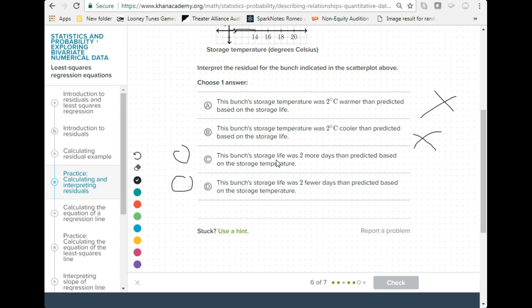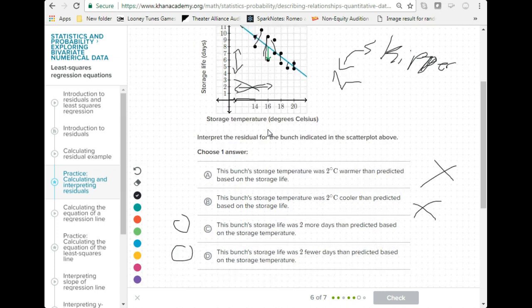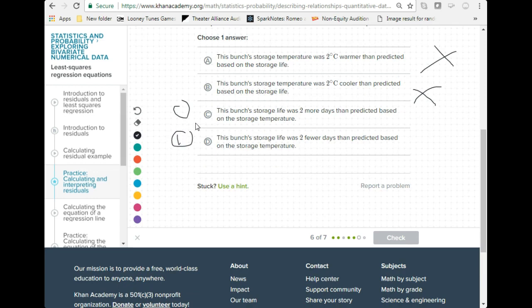This bunch's storage life was 2 more days than predicted. Storage life was 2 more days than predicted based on the storage temperature. This bunch's storage life was 2 fewer days than the predicted based on the storage temperature. So you see that this is 2 fewer because the storage life in days is 8, and this one's 6. So you can obviously see that it's 2 fewer days, making D the correct answer.